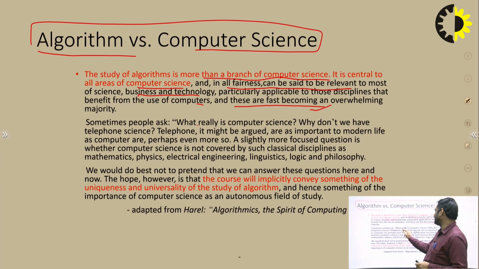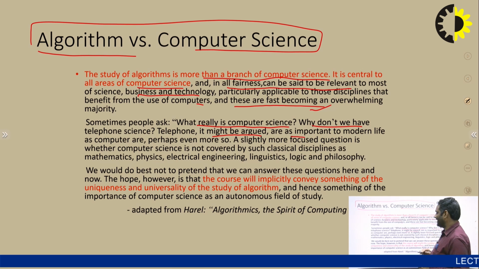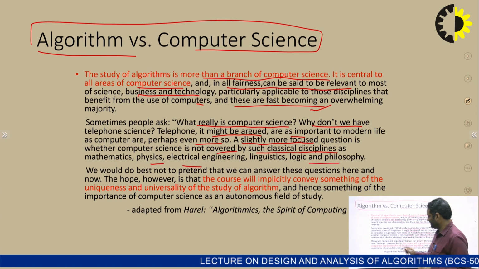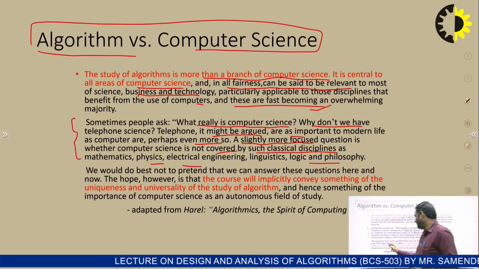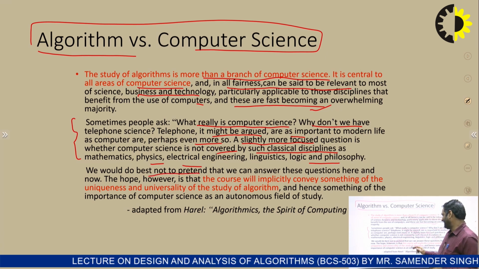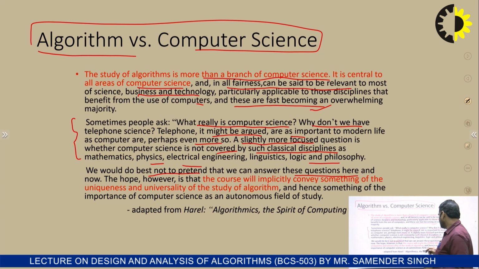Sometimes people ask, what is computer science, really? Why don't we have telephone science? Telephones, it might be argued, are as important to modern life as computers are, perhaps even more so. A slightly more focused question is whether computer science is not covered by such classical disciplines as mathematics, physics, electrical engineering, linguistics, logic, and philosophy. These are some basic things that we are concerned with. We would do best not to pretend that we can answer these questions here and now.